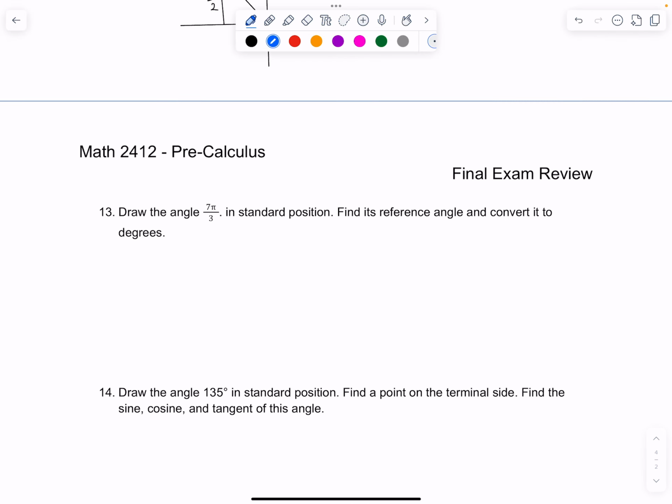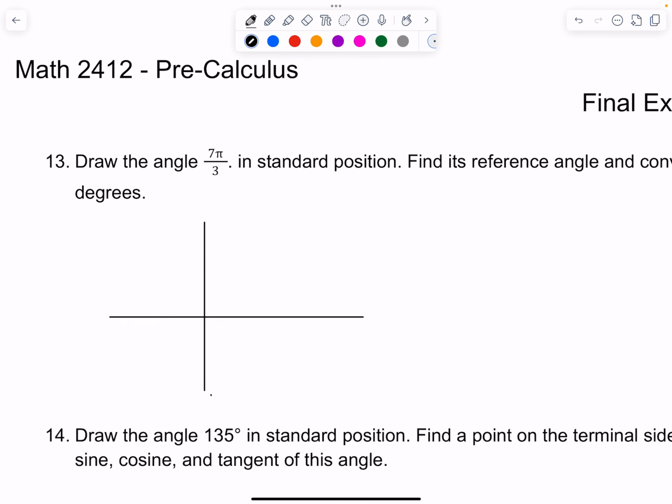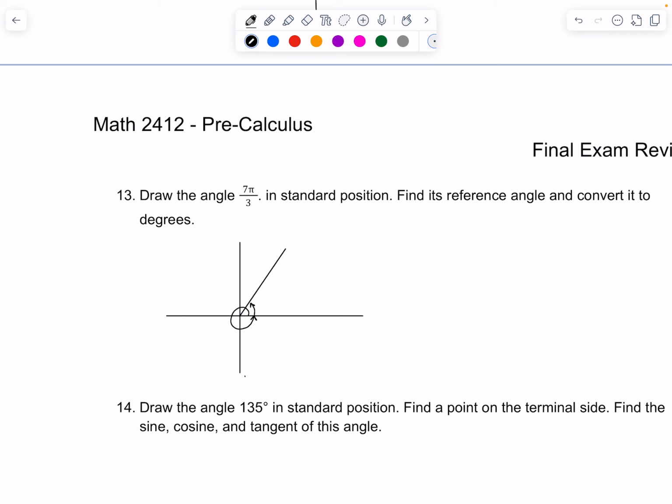Okay, number 13 says draw the angle in standard position, find its reference angle, and convert it to degrees. So standard position means on the unit circle. 7 pi over 3, well, let's see. That is bigger than 2 pi. So for that, we'd have to go all the way around, that's 6 pi over 3 plus another pi over 3. I end up right here. That's at 60 degrees. So here it is drawn in standard position.